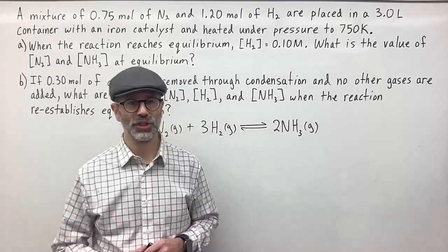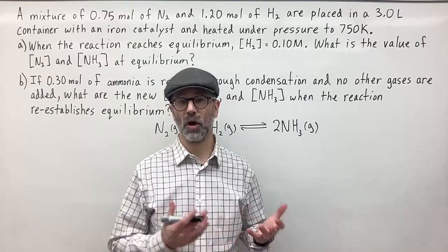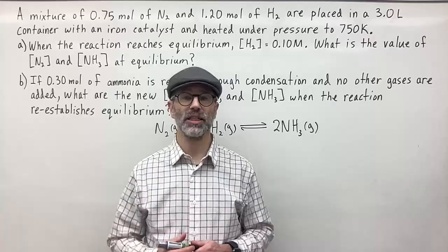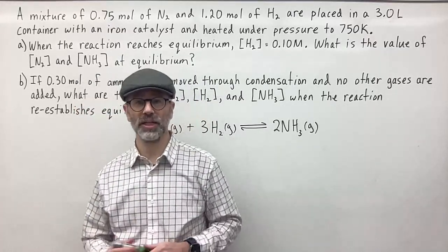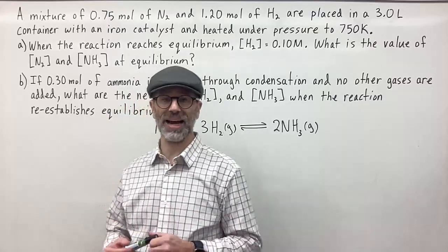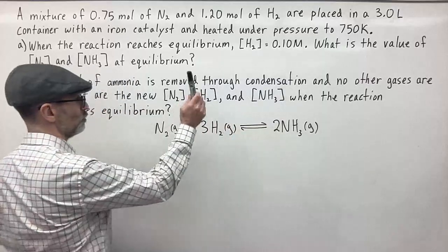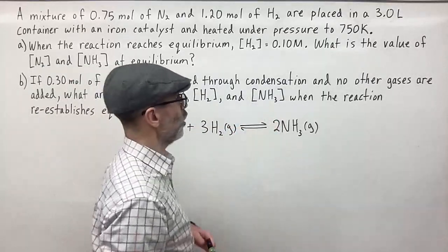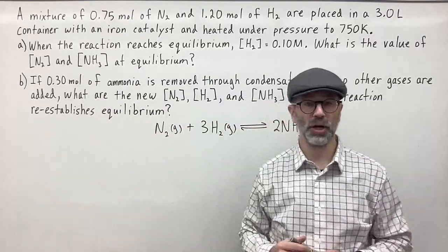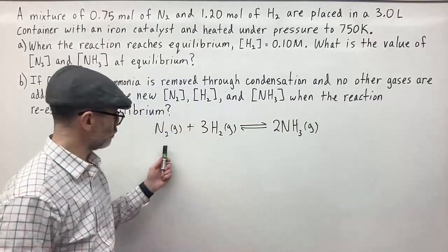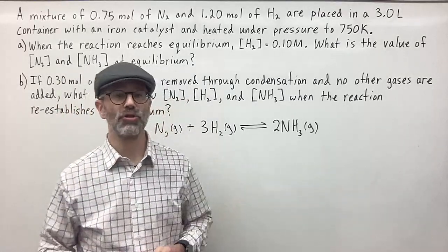And then the second question is, if a 0.30 mole amount of ammonia is removed through condensation and no other gases are added, what are the new concentrations of N2, H2, and NH3 when the reaction reestablishes equilibrium? And we have our balanced equation right here. And so let's go ahead and start to do letter A.